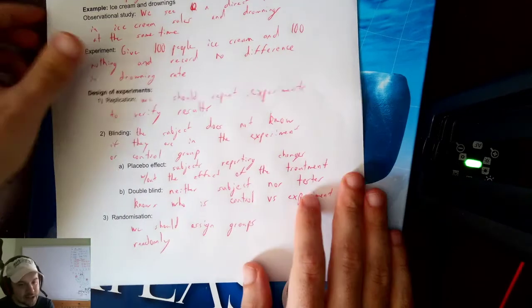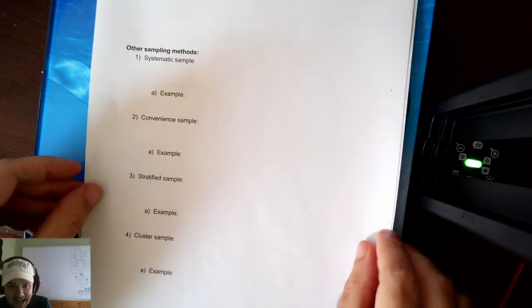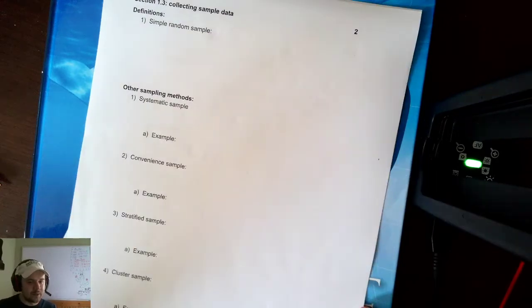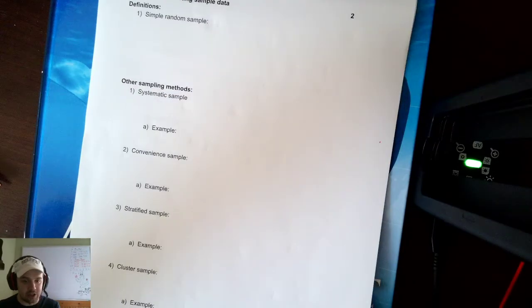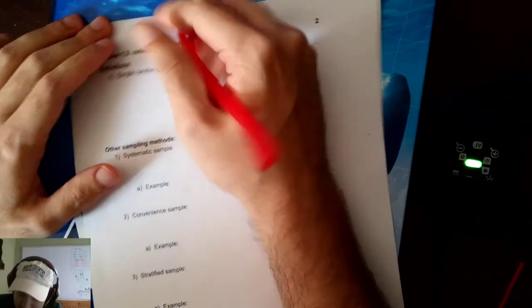Now, that's for designing experiments, right? What about actually collecting our data? Well, we're going to have 5 definitions here. The first one is going to be the ideal, and then the other 4 are going to be additional types. So the ideal way to collect sample data is with a simple random sample.